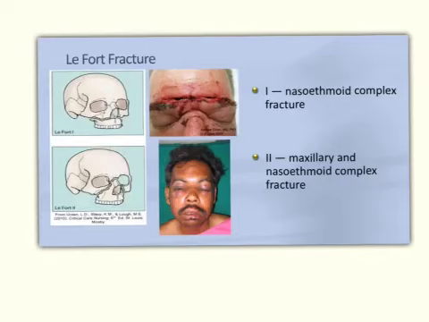So if you look at this picture, the Le Fort 1, this is where the nasoethmoid complex fracture, the nasal and the ethmoid bones are affected, and in the Le Fort 2, this is where the jaw and the nose and the ethmoid bones are all involved. Okay, so of course this is done by x-ray. You have to see it using x-ray. In here, this one is what you're going to see as a manifestation for it, and then of course this is for this one.